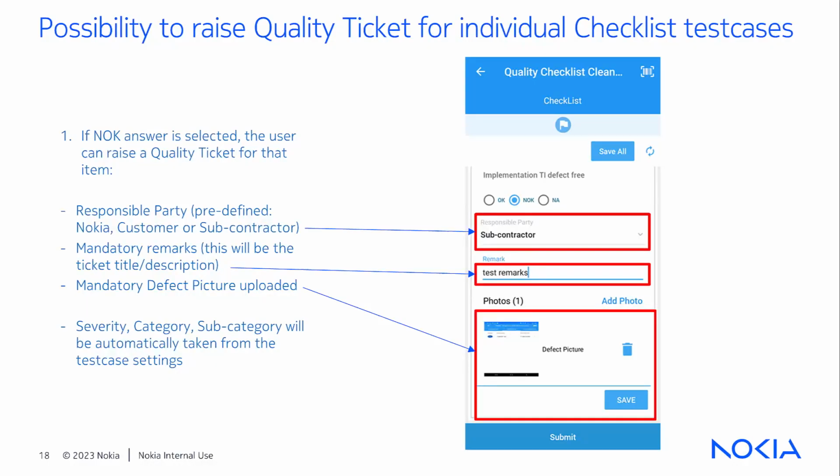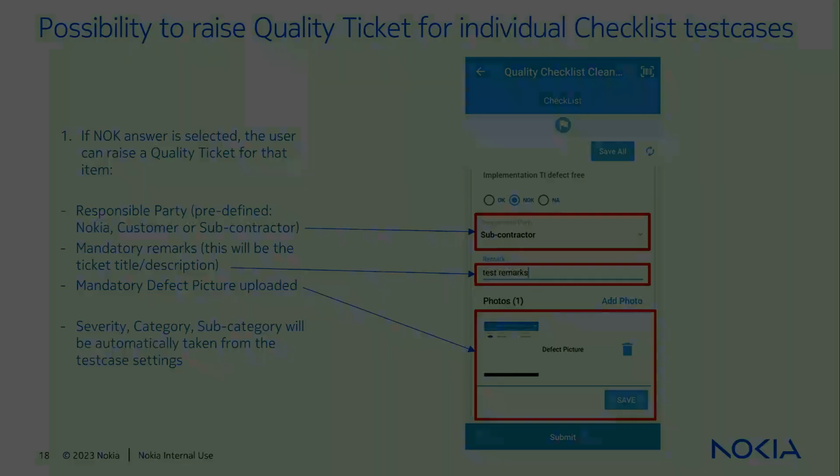Once the quality ticket is triggered, the user will be prompted to specify the liable responsible party for the defect, and provide some remarks which will serve as the initial ticket description, and the defect picture that will be attached to the ticket once created. Test case name, severity, item number, and category will also be fetched into the ticket details automatically to better track the root cause of the issue or defect.